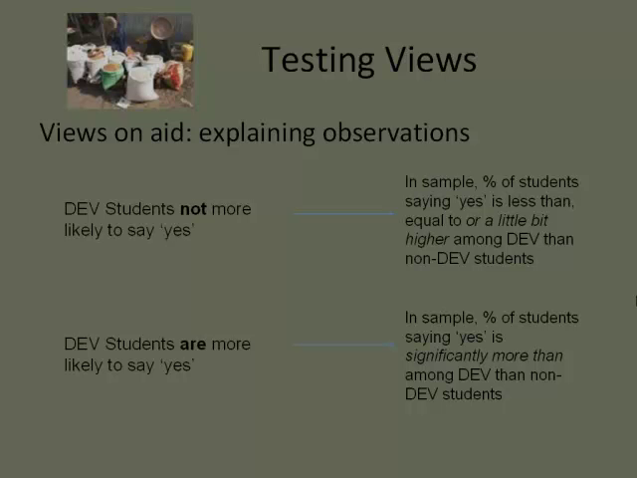So it can be quite close. But if dev students are more likely to say yes, you're going to get the dev students really much more in your sample. So in this last scenario here, dev students are more likely in the population. You're going to get this nice big difference here.